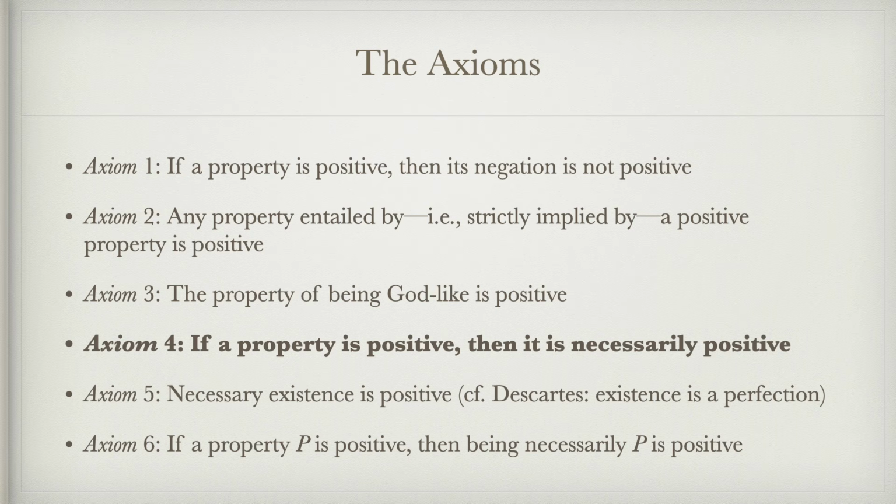The fourth axiom. If a property is positive, then it's a necessary truth that it's positive. In other words, being positive is not something that is merely a contingent property of a property. It is something that is necessary if it's there at all. So if, for example, being powerful is a positive property, then it is necessary that being powerful is a positive property. Really what this amounts to is we're interested in what counts as positive in every possible world, not just as a contingent matter of fact in our world.